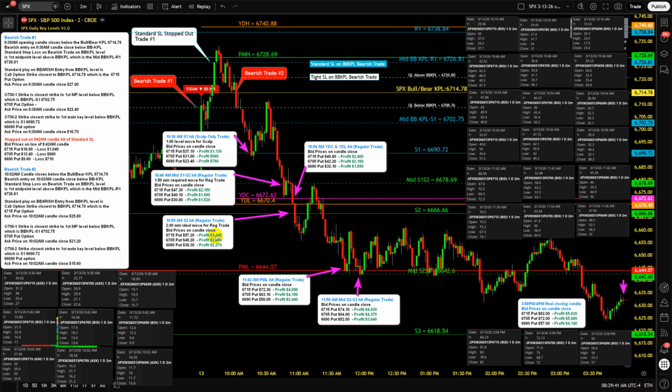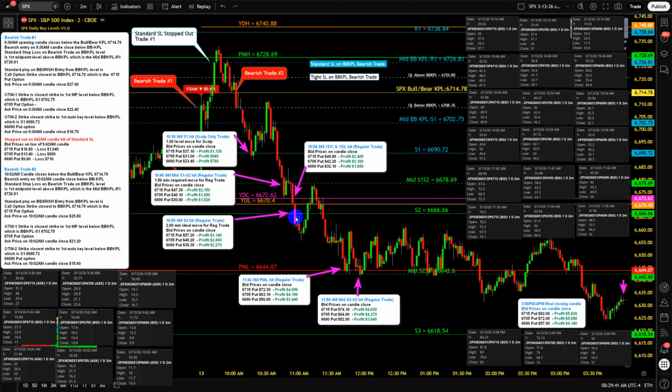Profit now $3,140. 67.05, 49.20 on the bid on the candle close. Profit $2,800 per option. 66.90, 38.30 bid on the candle close. Profit now $2,270 per option.